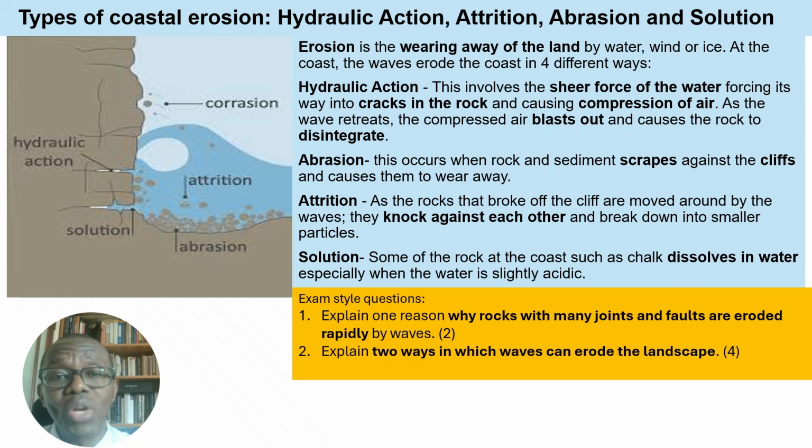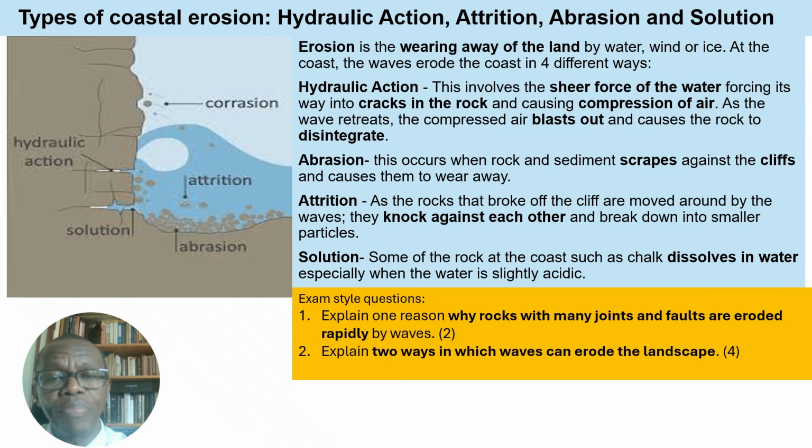So we have hydraulic action. Hydraulic action involves the shear force of the water or the waves forcing its way into cracks in the rock and causing compression of air. That compression of air creates a lot of pressure. Then as the wave retreats, that compressed air blasts out of that space or crack and causes the rock to disintegrate. So in so doing, it's eroding that particular landscape. If it's a cliff, the cliff will end up being eroded and is likely to retreat or move back.